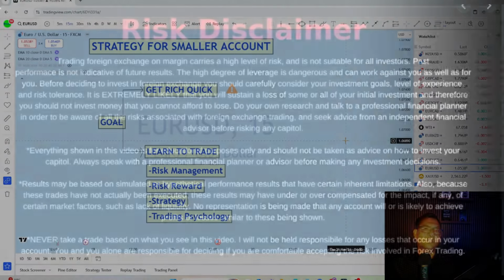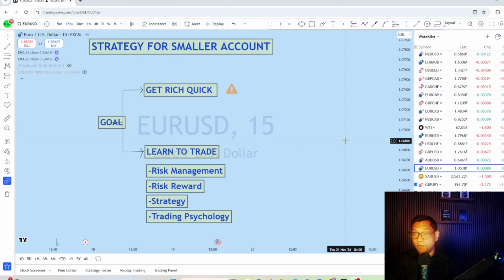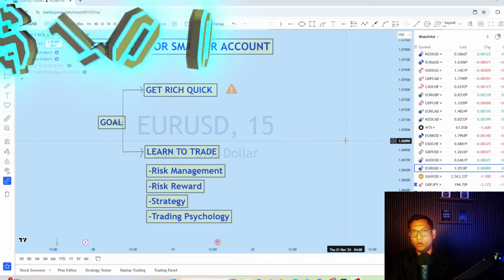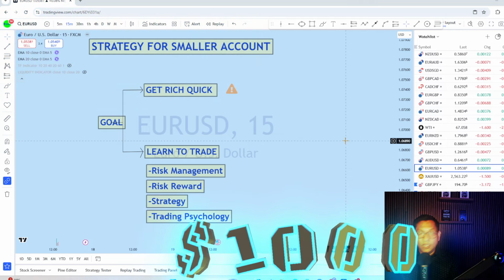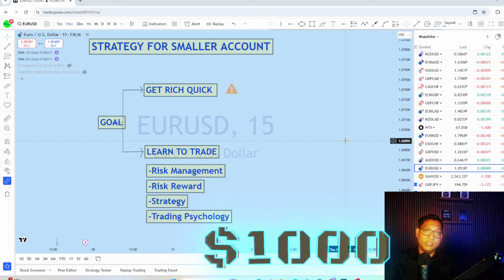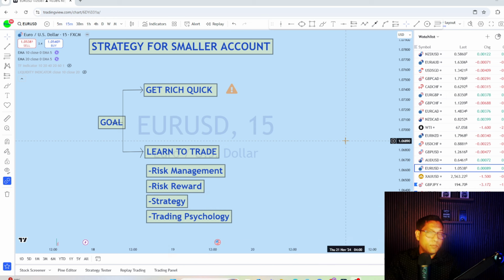Okay, so what is, first of all, a smaller account? For some, maybe a $100 account is a smaller account. For some, maybe $1,000. It is not important how much is in a smaller account. The most important part here is how you are using that smaller account as a trader.